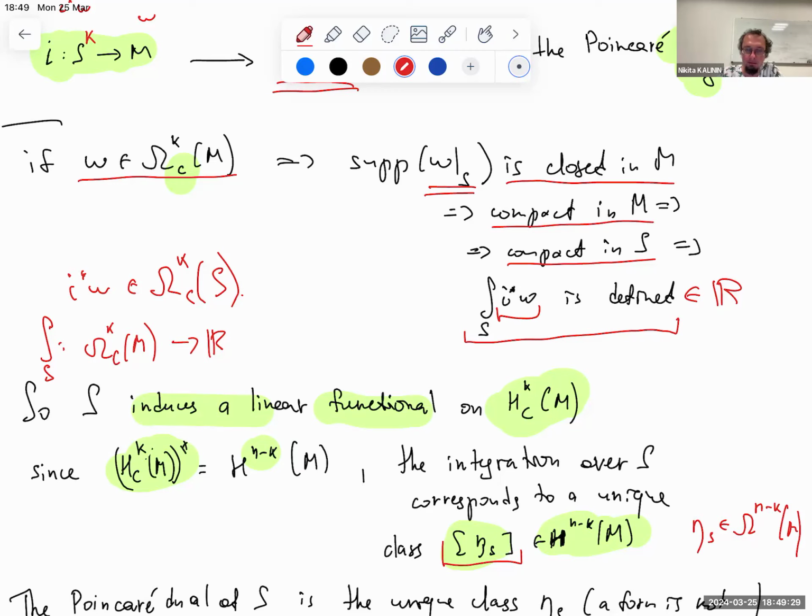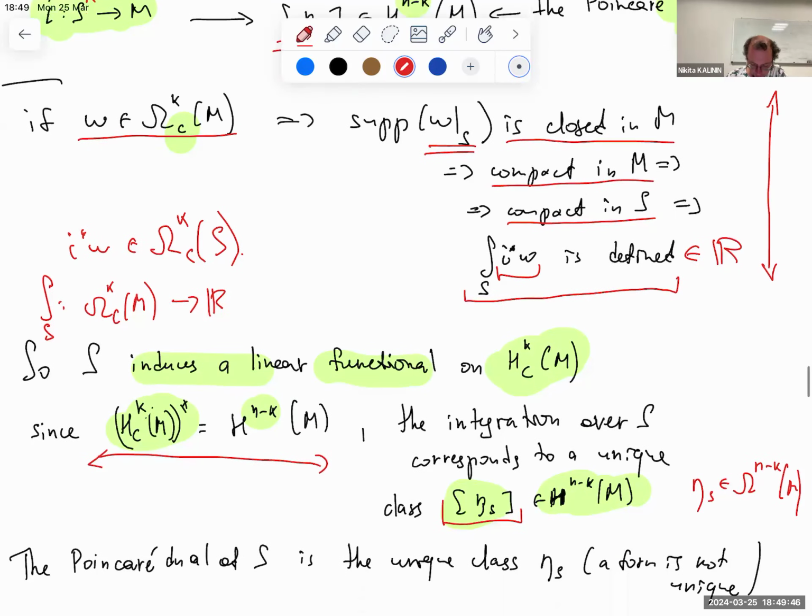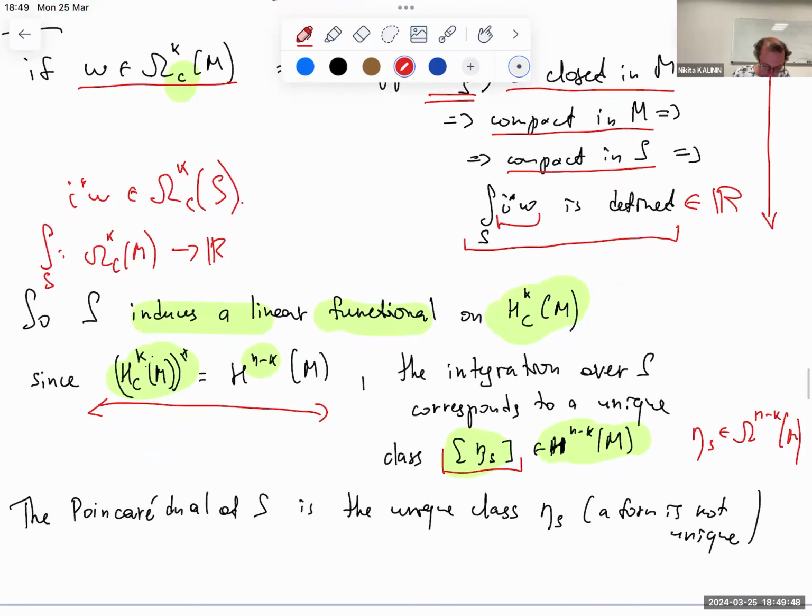Are there any questions here? So you see here just a bit of topology, and then just the duality that we have from the Poincare duality. Okay, so the Poincare dual of S is this unique class, eta S, and the form is not unique.